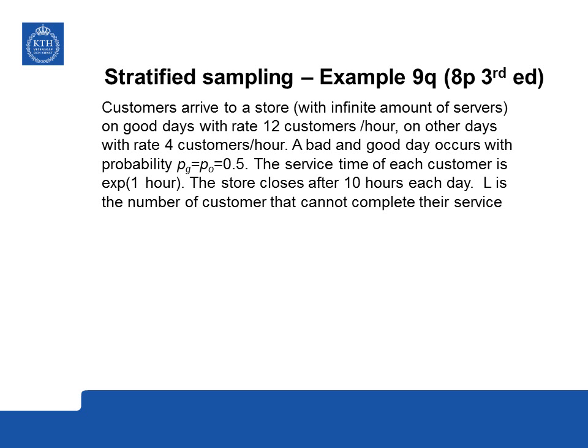So let's illustrate this in a simple example. This is example 9Q of Ross' book. In this example, customers arrive to a store, and the store is assumed to have an infinite number of servers. On good days they arrive with a rate of 12 customers per hour. On other days, or bad days, they arrive with a rate of 4 customers per hour. And bad and good days occur with probability 0.5, as independent events.